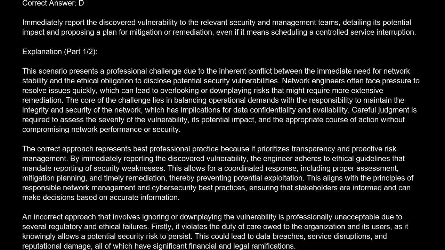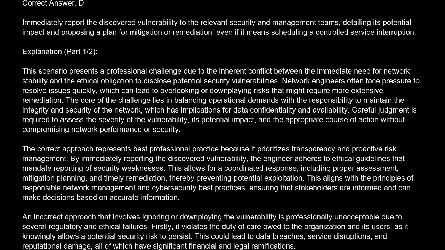Correct answer is D. Immediately report the discovered vulnerability to the relevant security and management teams, detailing its potential impact and proposing a plan for mitigation or remediation, even if it means scheduling a controlled service interruption. Explanation. This scenario presents a professional challenge due to the inherent conflict between the immediate need for network stability and the ethical obligation to disclose potential security vulnerabilities.